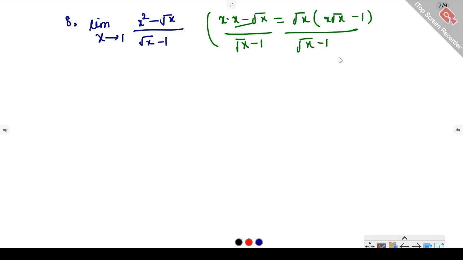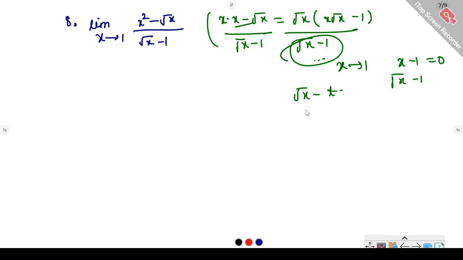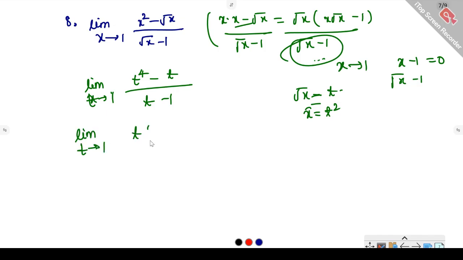So x tends to 1 means x minus 1 is equal to 0, so under root x minus 1 is 0. So you have to cancel this term. Cancelling this term, now if you take under root x equal to t, so x is equal to t square. So this can be written as limit t tends to 1, and x square is t raised to power 4 minus t, over t minus 1. So this is limit t tends to 1, t cube minus 1 over t minus 1.